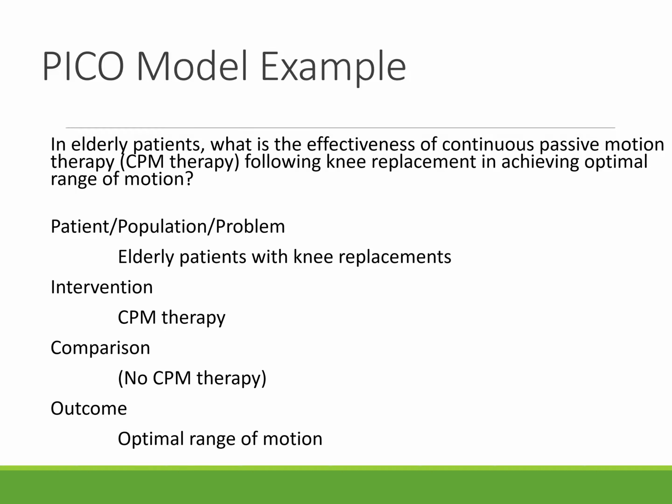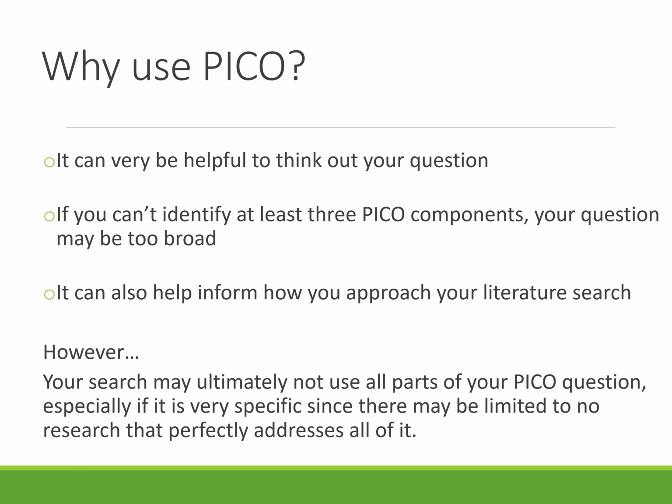You're hoping that this therapy might improve the optimal range of motion for these elderly patients who have received a knee replacement. So that's the PICO breakdown for this question. So why use PICO? One, it can be helpful to think out your question. If you can't identify at least 3 PICO components, your question may be too broad. You may not have thought about one of these aspects, the outcome, or enough about the patients or the intervention of interest. It can also help you approach your literature search.